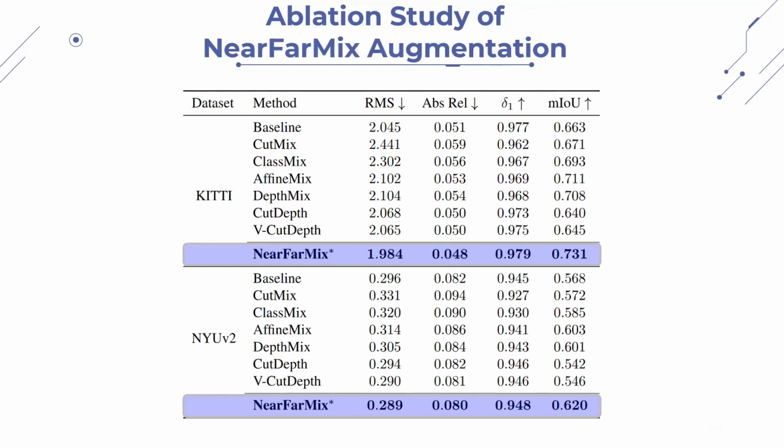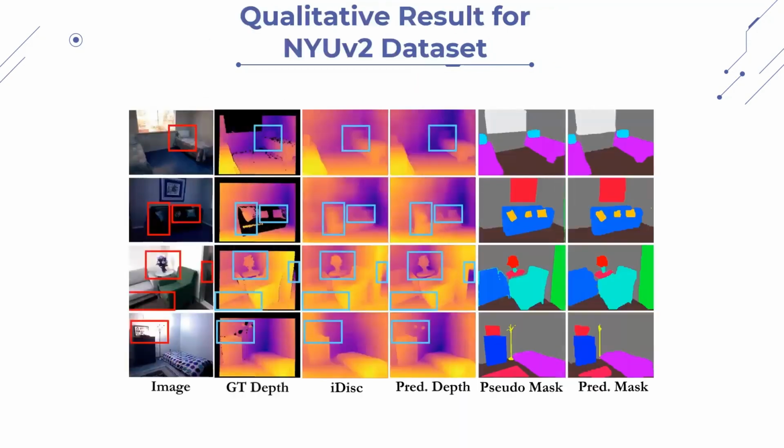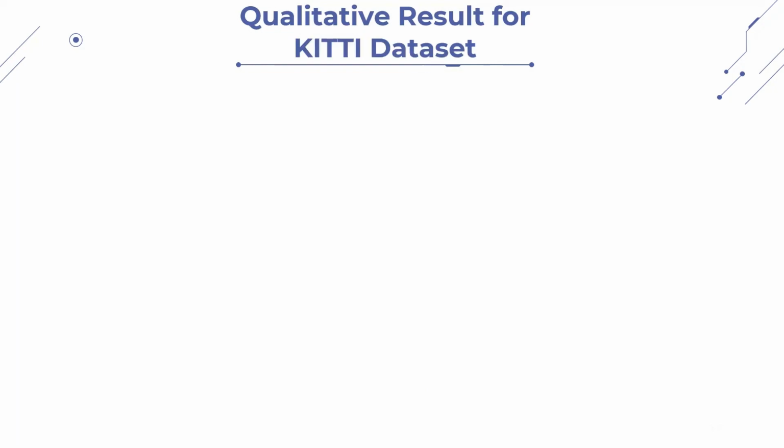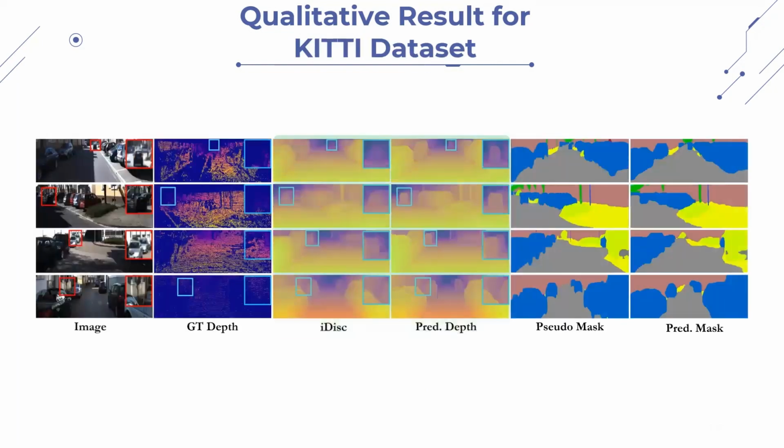Now let's take a look at the qualitative results of our proposed method on the NYU-V2 dataset. In these images, rectangular boxes highlight the region of interest. It is evident that our proposed method produces superior results in depth tasks compared to the existing iDisk approach in terms of edge sharpness, object background contrast, and the similarity between prediction and the ground truth, while simultaneously producing accurate semantic labels. Additionally, similar dominance of our proposed method can also be seen on the KITTI dataset, demonstrating the effectiveness of our approach.